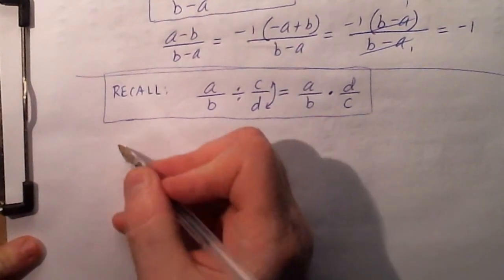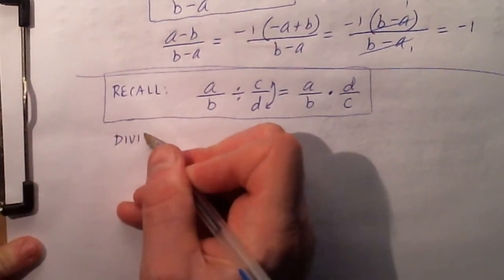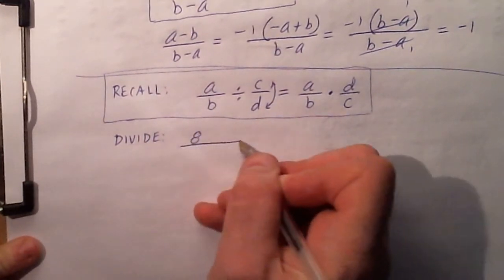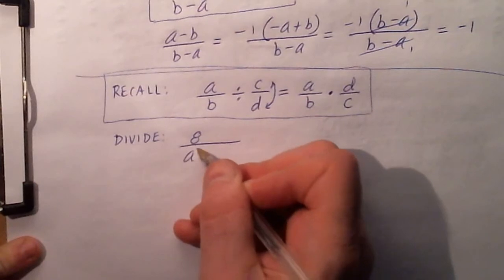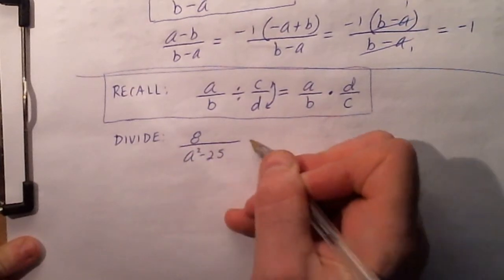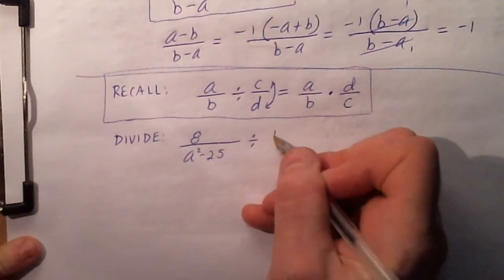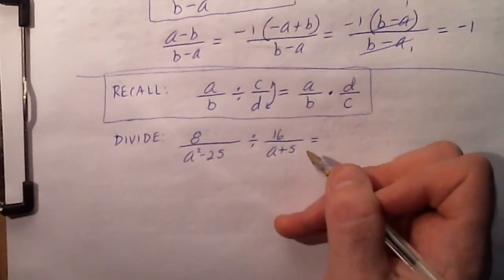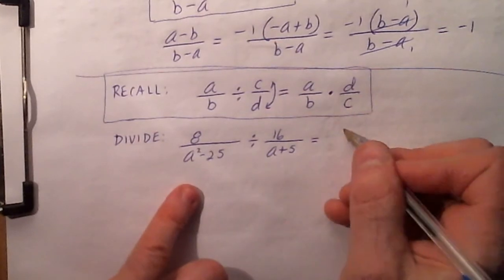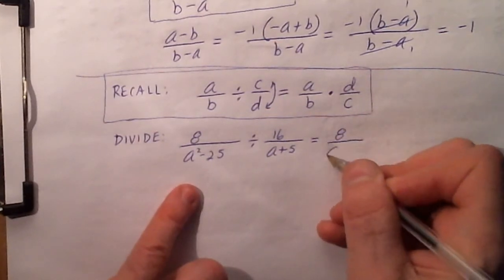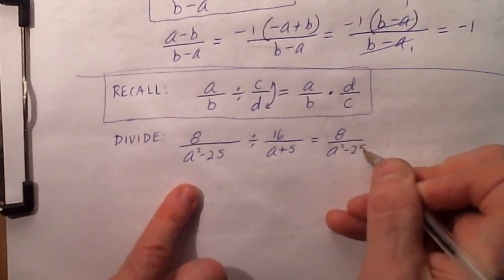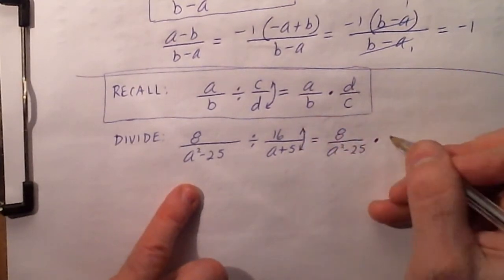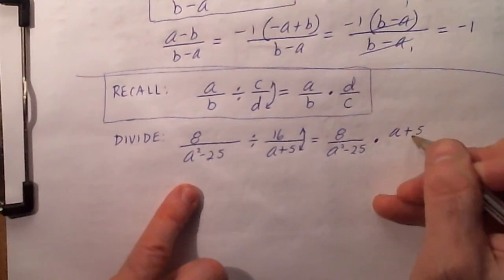All right, so let's try one out here. The instructions go from multiply to divide. 8 over a squared minus 25 divided by 16 over a plus 5. We change division to multiplication. Do not change your first fraction, just bring it along. Change division to multiplication, and now the second fraction has to be reciprocated. So we flip it upside down, so it's a plus 5 over 16.